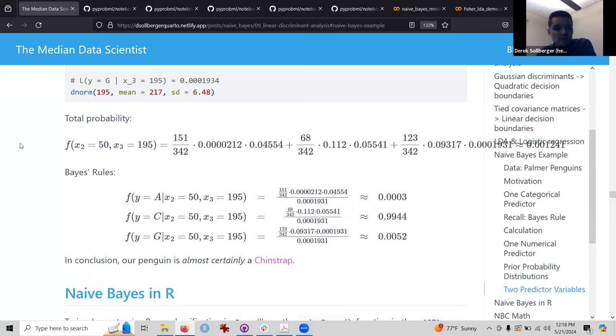I ran through this example fairly quickly. Does anybody have any questions at the moment?